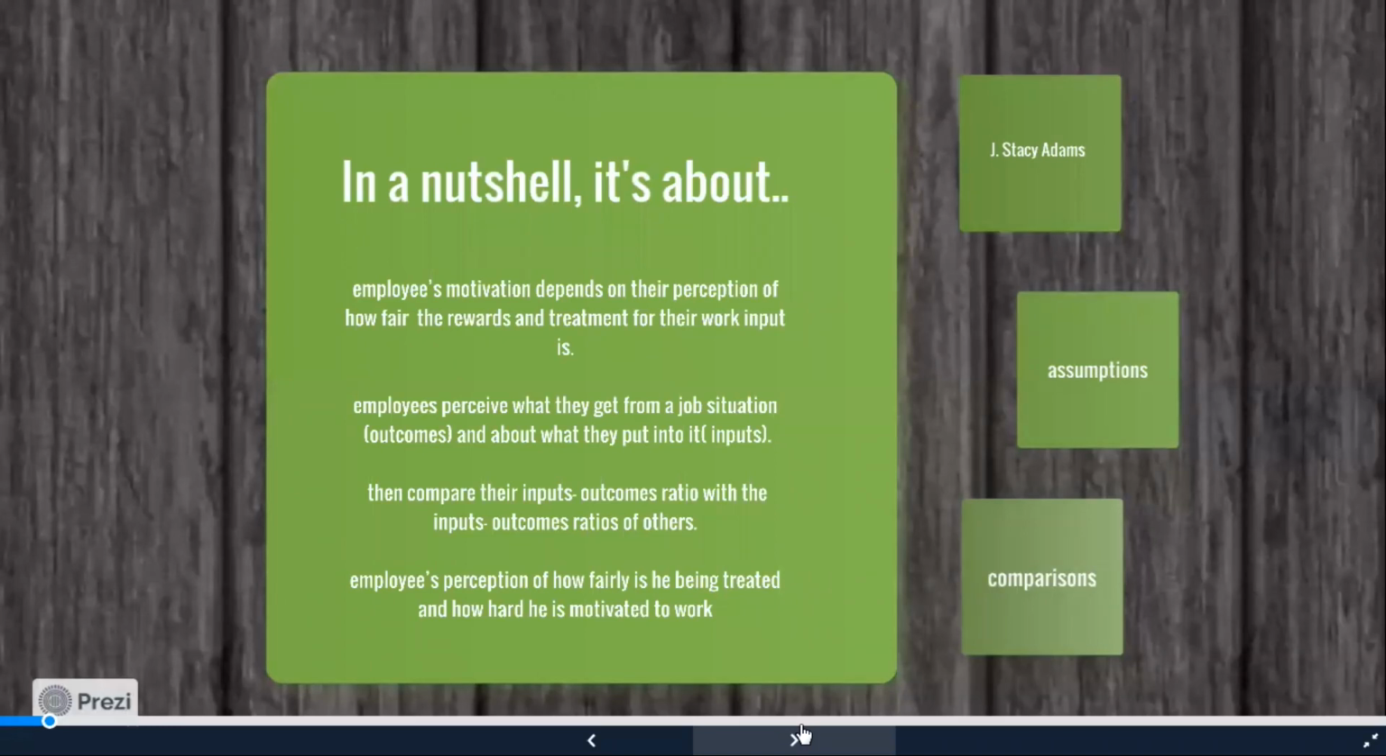If you take a look at it, in a nutshell, it means what you give in to the company and what you get out of that. What's your view about it? How happy are you about the rewards you obtain from the company? So this comparison of the inputs and the outcomes, that means technically what I give you, what I get in return, and my perception about it is literally this theory.